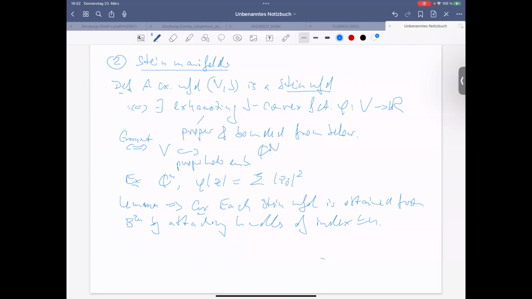So you start with the ball, and then you attach handles to the ball, with the dimension of the core of the handle being at most n. Or you could also say it more topologically: every Stein manifold has the homotopy type of a CW complex with cells only up to dimension n.